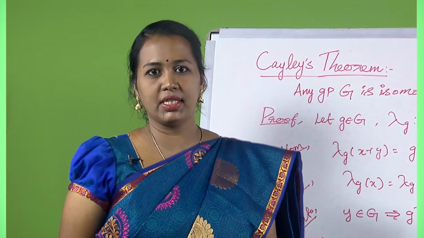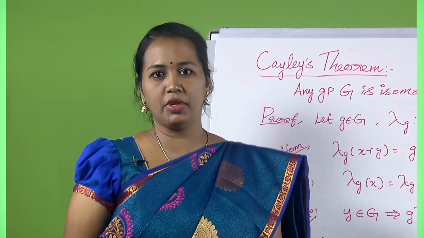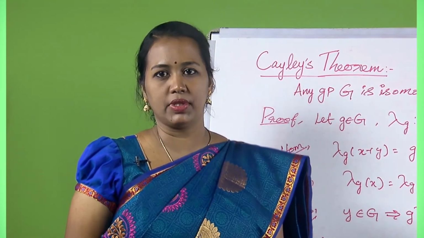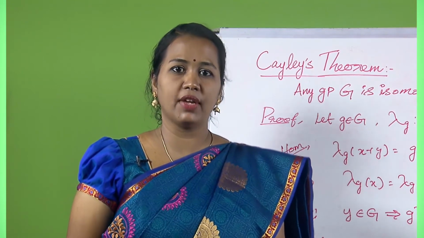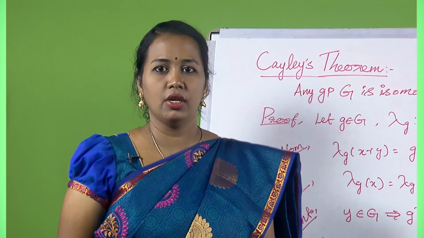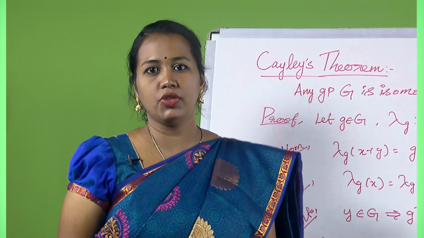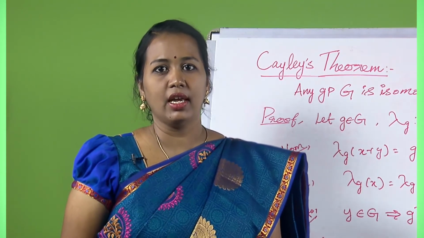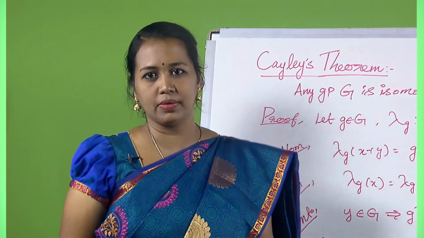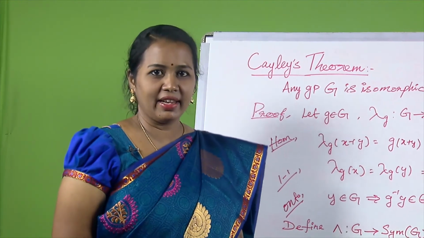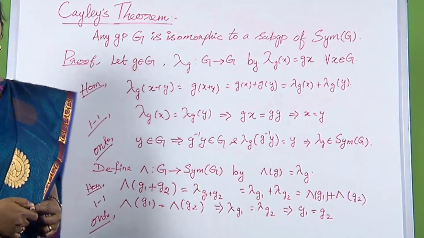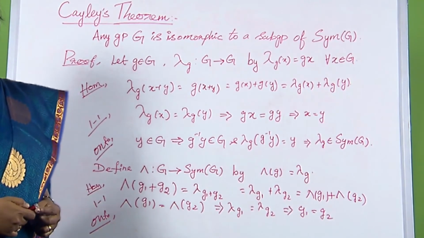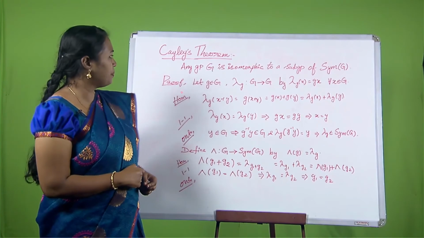Cayley's theorem represents a group as a subgroup of a permutation group up to an isomorphism. This is often advantageous because permutation groups are fairly concrete objects. For example, it is straightforward to write programs to do arithmetic in finite permutation groups. We shall now see Cayley's theorem. Any group G is isomorphic to a subgroup of a symmetric group of G, which is denoted by Sym(G). Let's see the proof.